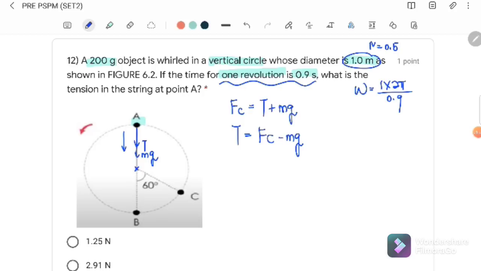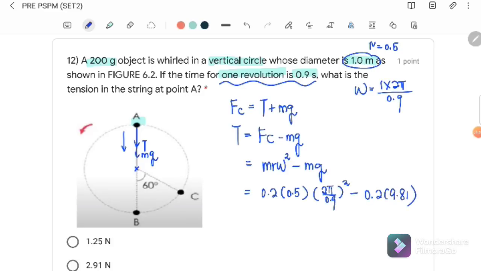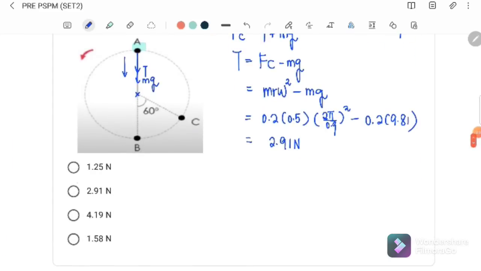Therefore, T equals m r omega squared minus mg. So we substitute in the values. m is 0.2, r is 0.5, omega is 2 pi over 0.9, squared, minus 0.2 times 9.81. So the final answer for the tension is 2.91 Newton. So the answer is B.